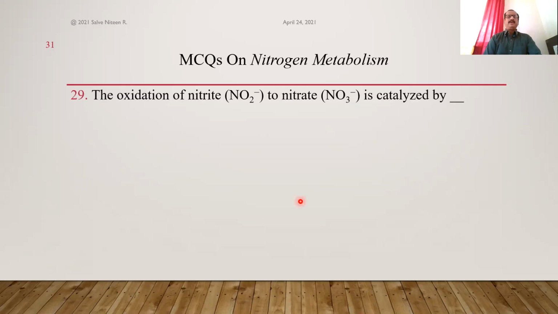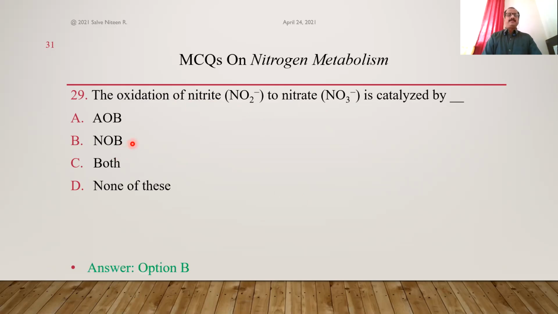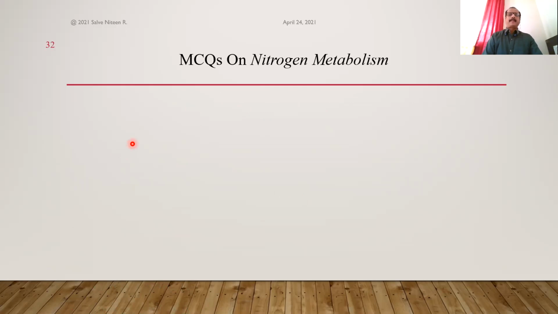Okay. Subsequently, the oxidation of nitrite to nitrate is catalyzed by. Now you can answer this very simple. Nitrite to nitrate. Nitrite oxidizing bacteria, NOB. Nitrite oxidizing bacteria. And the example is nitrobacter. B is the answer. Nitrifying bacteria.